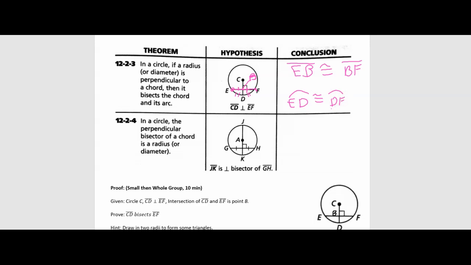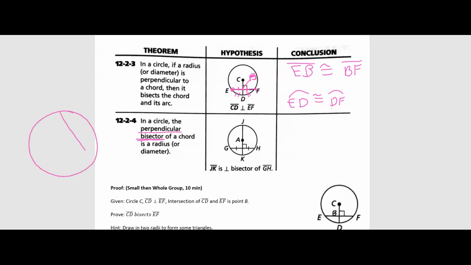The other theorem says in a circle, the perpendicular bisector of a chord is a radius or a diameter. So this is just the converse, right? If I know that a chord is being bisected, well, I know that the segment that's bisecting the chord is going to have to be a radius. And let me just clarify, it does need to be a perpendicular bisector. If it's just bisecting, well, let me show you an example.